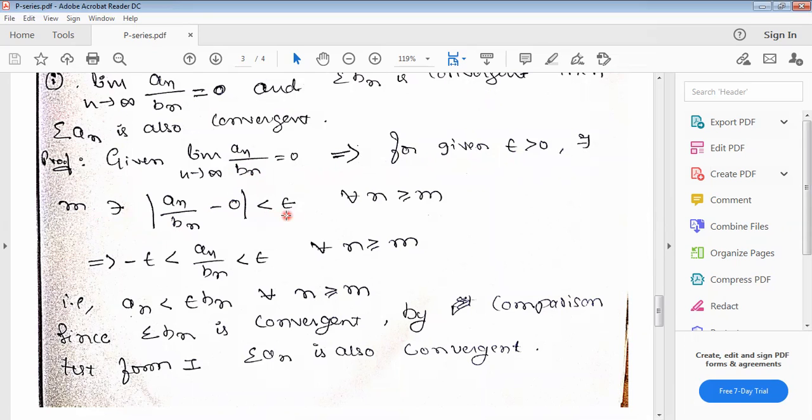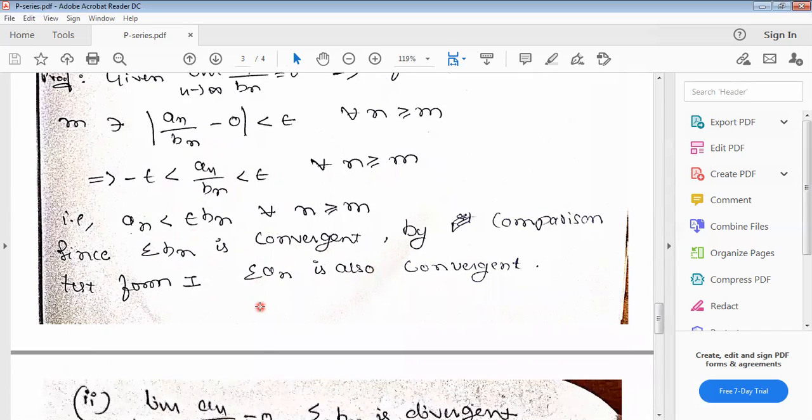Now by property of modulus, this inequality can be written like this. That is, an by bn is greater than minus epsilon and is less than epsilon for all n greater than or equal to m. Now considering this part, that is our right portion, we get an is less than epsilon times bn for all n greater than or equal to m. Since sigma bn is convergent, by first comparison test, sigma an is also convergent, right? So this is about convergence.